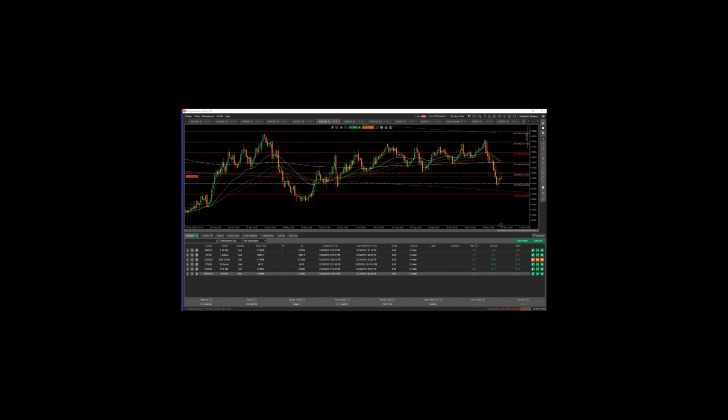I already have 4 compounded trades on GBP JPY. I'm not going to be compounding here right now. I will do that later. And that's pretty much it.